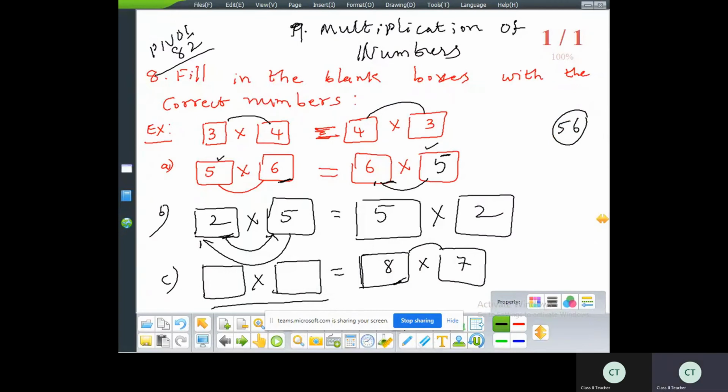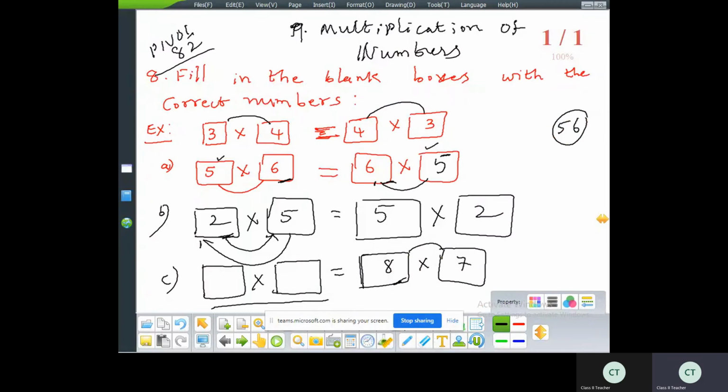In this question 8, before C, we have finished the example, A and B. In these three cases, the given numbers are changed by their places. 3 into 4, 4 into 3, that is the example. Question A, 5 into 6, 6 into 5. Now question B, 2 into 5, 5 into 2. Here also we change numbers by their places.